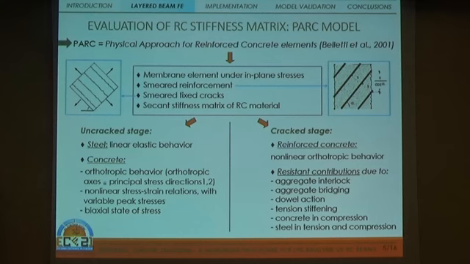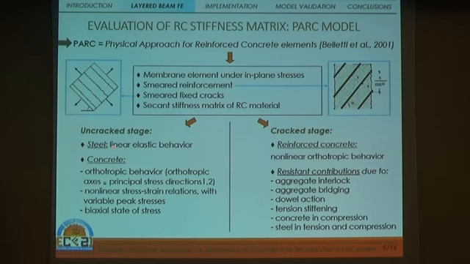And this is a macro model which describes the behavior of reinforced concrete as a continuum material whose properties depend on the properties of the constituent materials and their interaction. And the model has been developed with reference to a membrane element under in-plane stresses, and both the effect of the reinforcement and of cracks are smeared on the element. The model considers two different constitutive behavior depending on if the element is or not cracked.